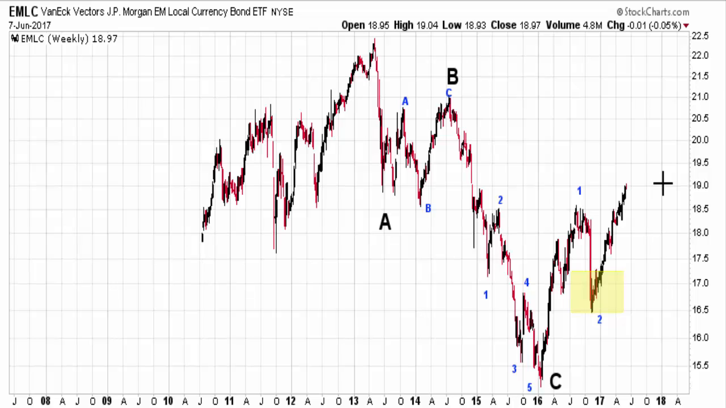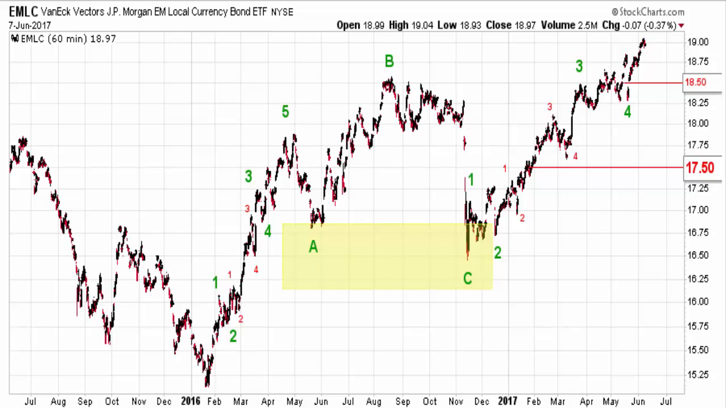So basically what we need to know now is, what is the opportunity here? How do you want to trade it? Let's take a look at that now. If we zoom in on EMLC, this is looking at the advance off the 2016 low. It is a trendy move.